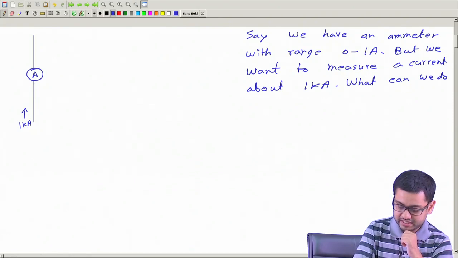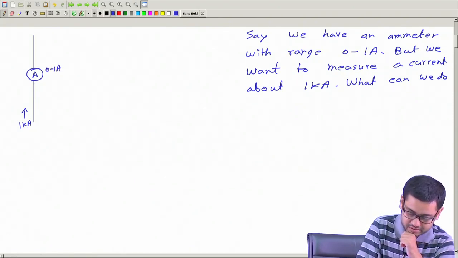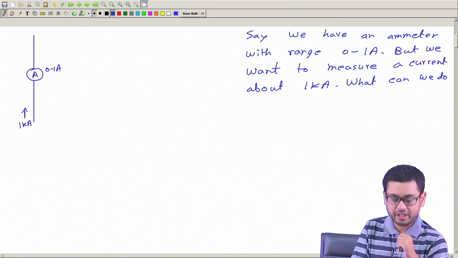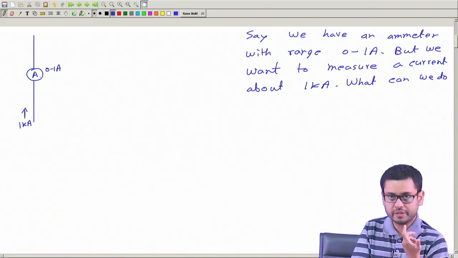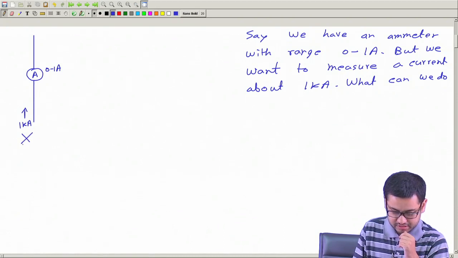We cannot connect this ammeter which has a range of 0 to 1 ampere like this, because immediately this ammeter will burn. Such a huge current will flow through it, it will get damaged in no time. So this is a wrong circuit. Okay.